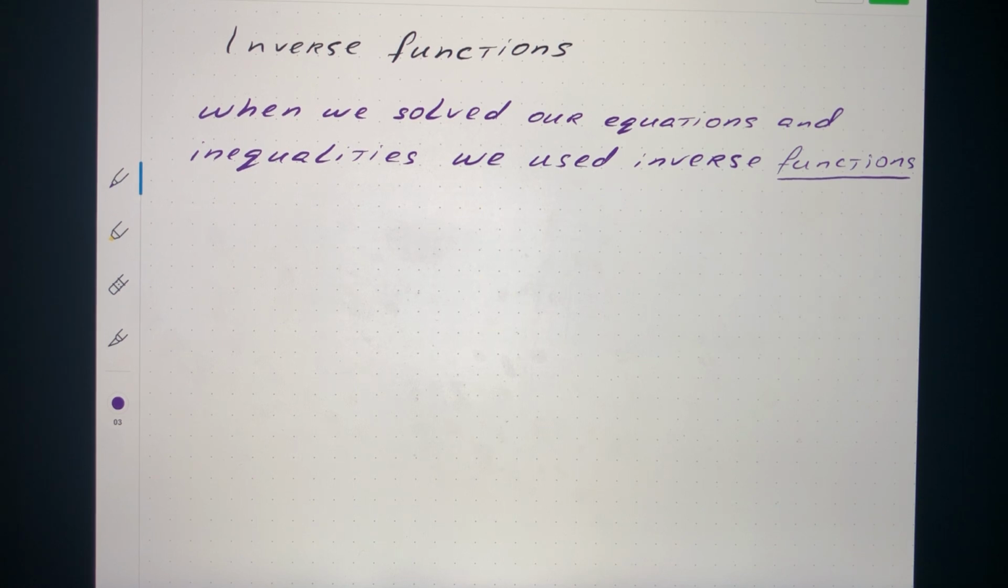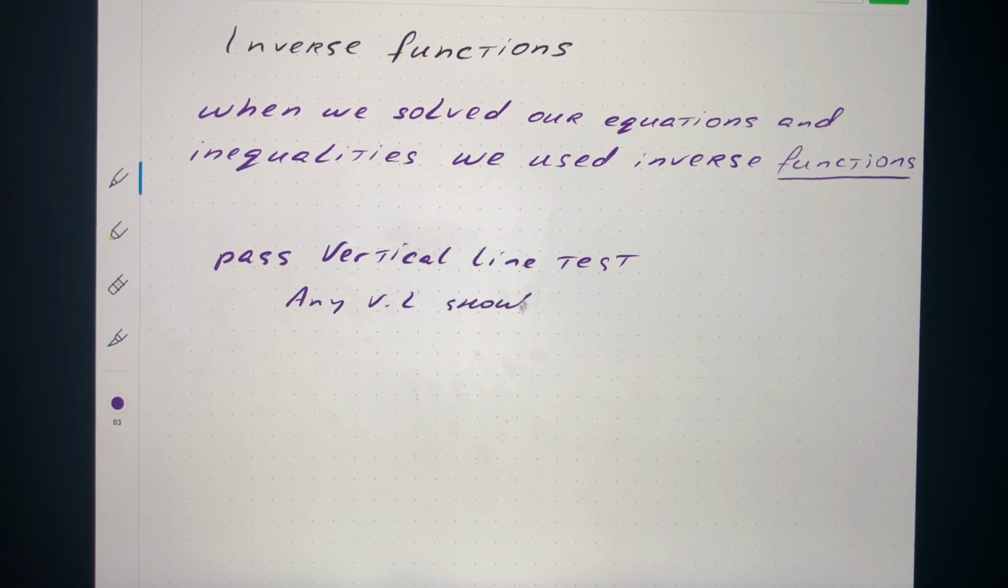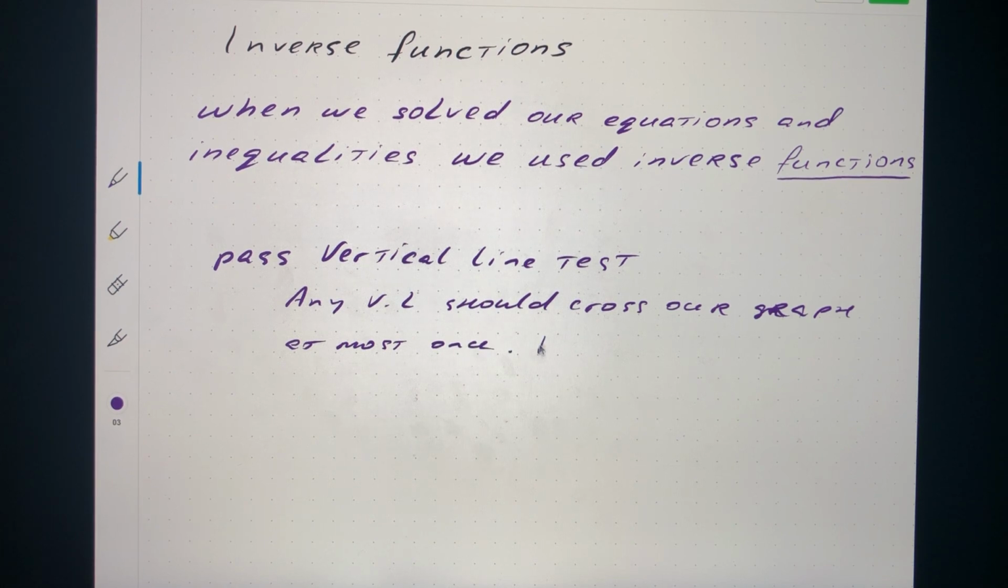And in order for something to be a function, it must pass the vertical line test. And the vertical line test says that any vertical line should cross our graph at most once. Then we have a function.